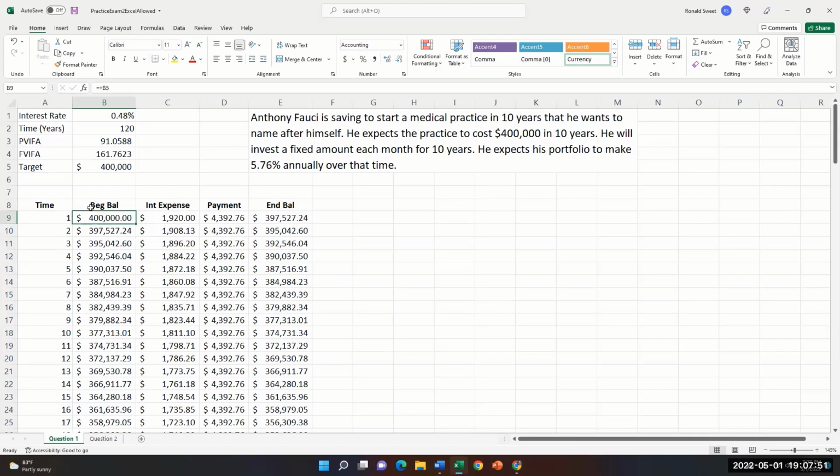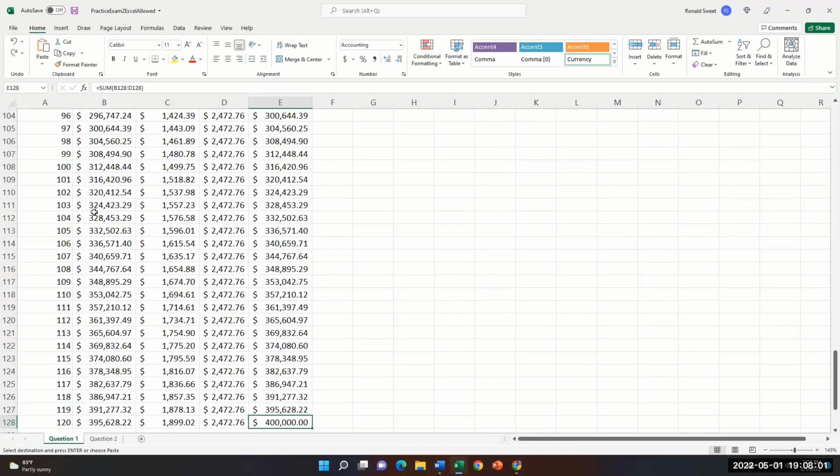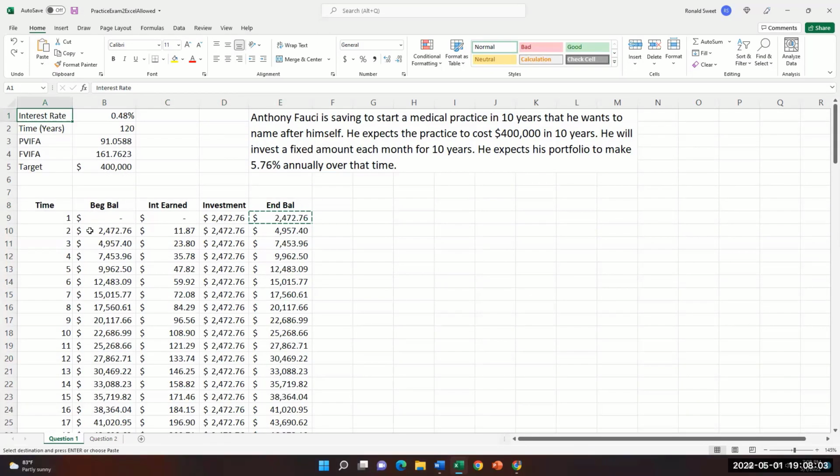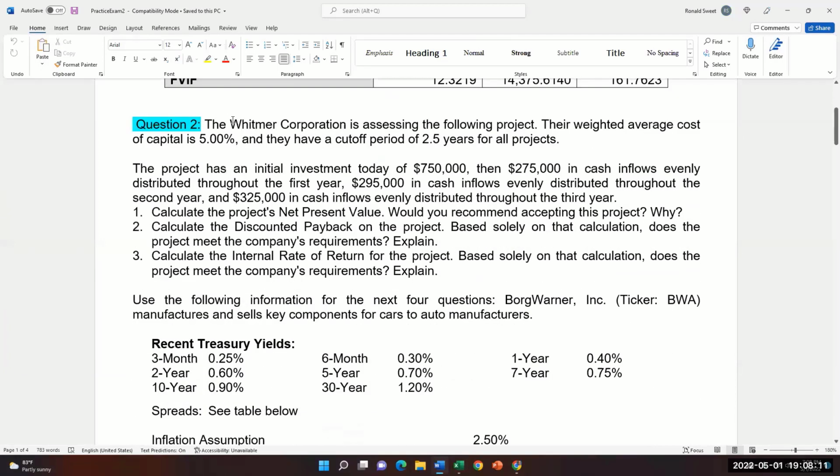All right. Now I'm going to get rid of all of that I just did, because I want it to equal 400,000. So that when I save it, it's the right answer. Okay, question 2. So question 2, I don't know who Whitmer was. I can't remember that, but here's all the information.